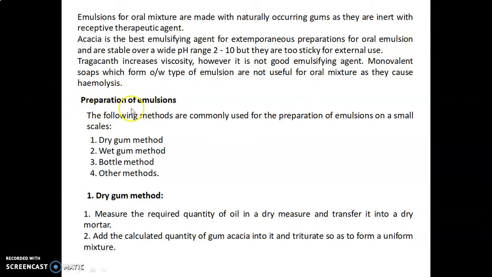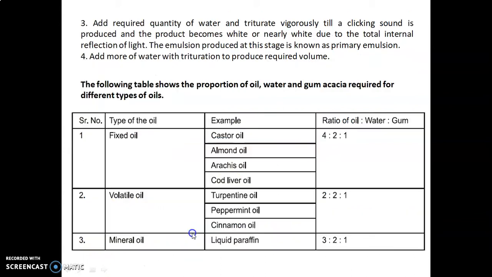Preparation of emulsions. The following methods are commonly used for the preparation of emulsions on a small scale: dry gum method, wet gum method, bottle method, and other methods. First of all, let's discuss the dry gum method. In this, first we have to measure the required quantity of oil in a dry measure and transfer it into a dry mortar. Then add the calculated quantity of gum acacia into it and triturate to form a uniform mixture.